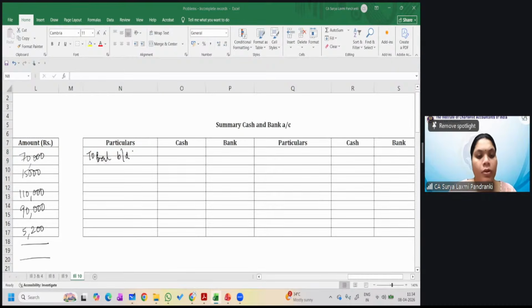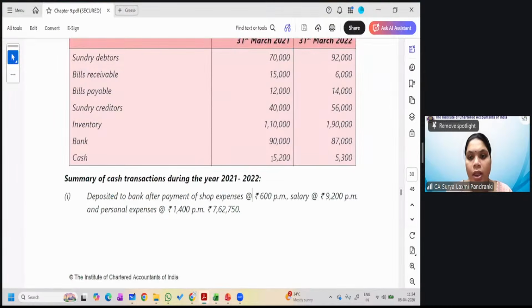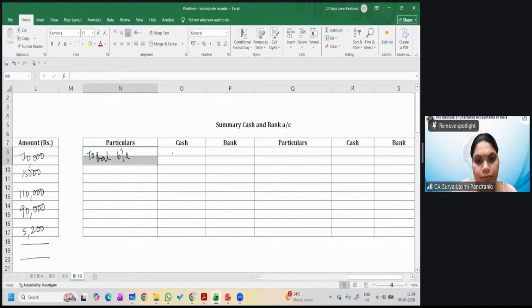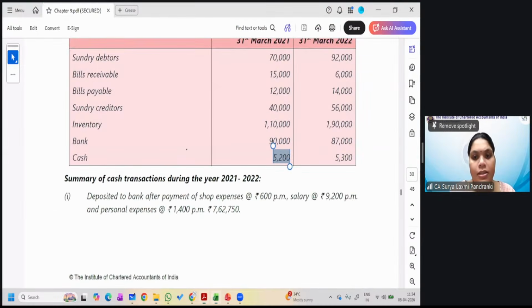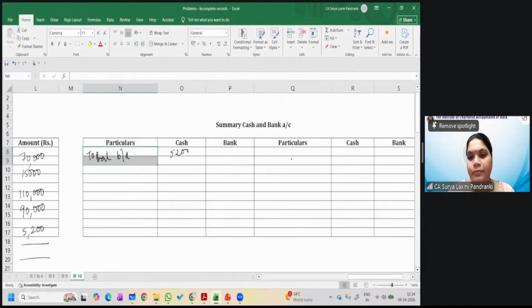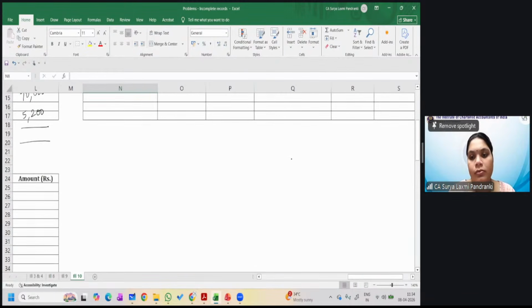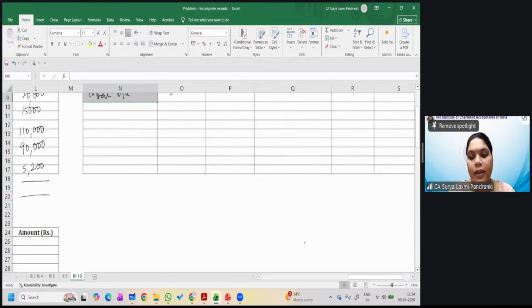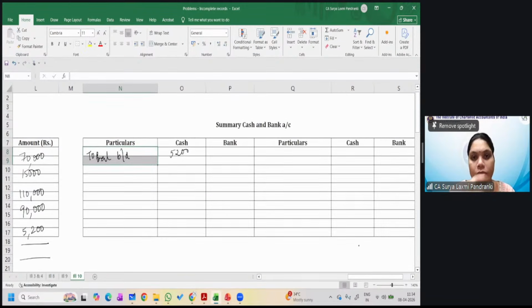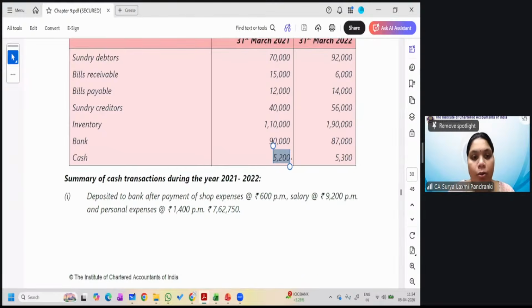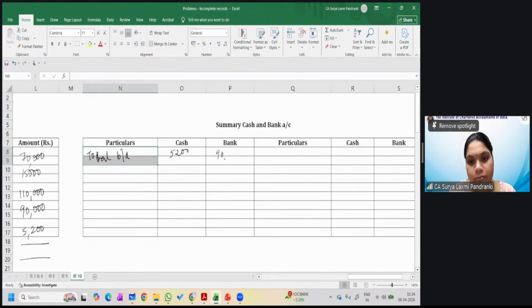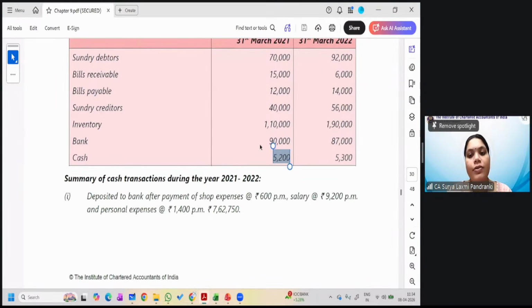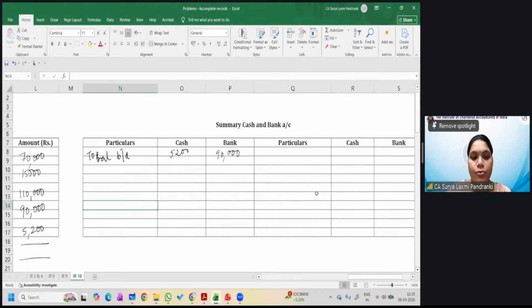brought down. What is the opening cash balance? 5,200. And closing cash balances? 5300. I'll write it at the end, maybe later. Maybe we will have to see how many transactions we get. I'm just writing opening for now. Bank is 90. Okay. So we have opening balance of 5,290. We also have closing balance, but I'm not writing it because there will be other transactions to be written.